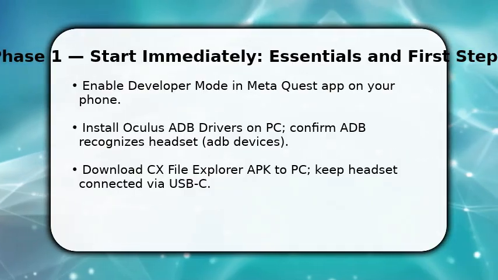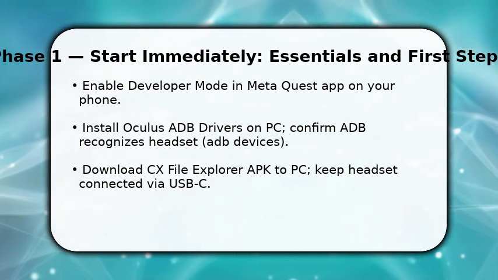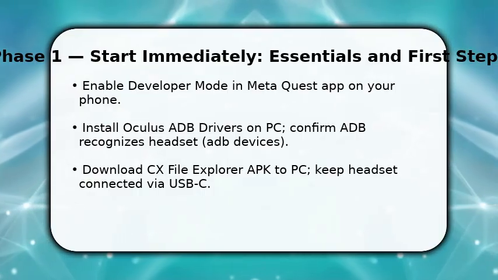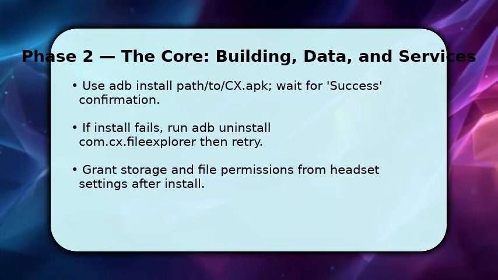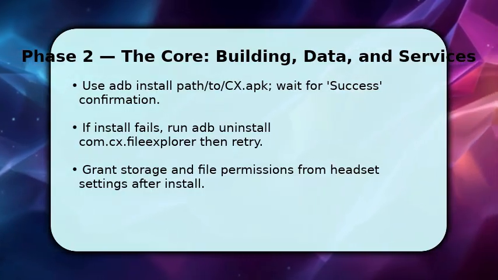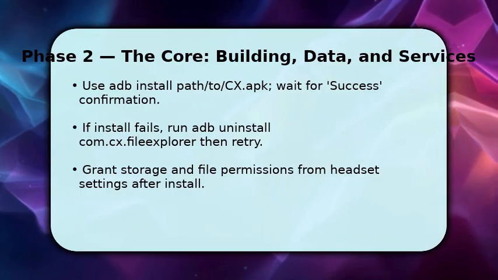Next, you'll use adb install to push the CX APK. That starts the sideload process. On your PC, navigate to the folder with the CX APK and run adb install CX.apk. You should see success. If you see failure, uninstall any conflicting package with adb uninstall com.CX.FileExplorer and try again.